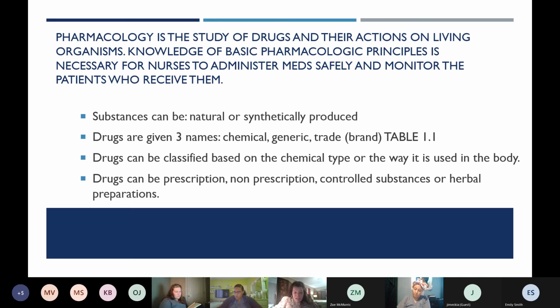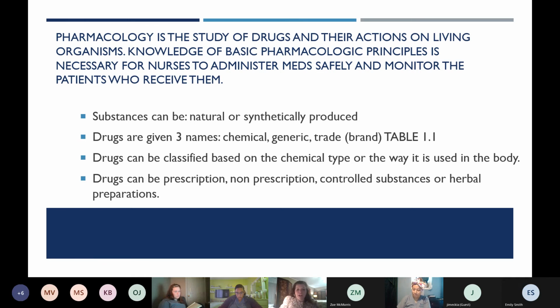The generic name is the name in which the FDA approved the medication to be given. So it is the name, I guess the best way for me to explain that is like it's the official name of the medication. Okay, so that would be ondansetron, like you said, Ashlyn. Now, the brand or trade name is Zofran.